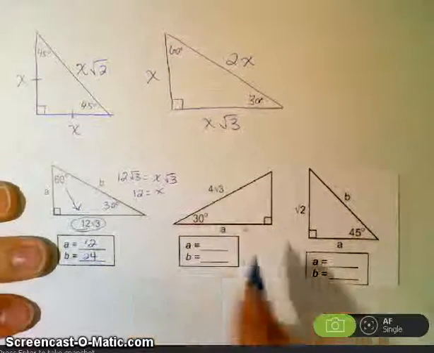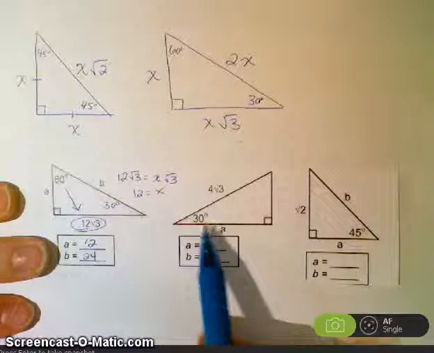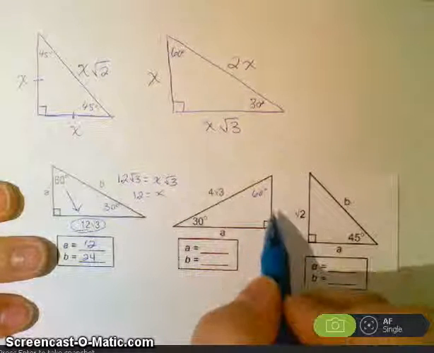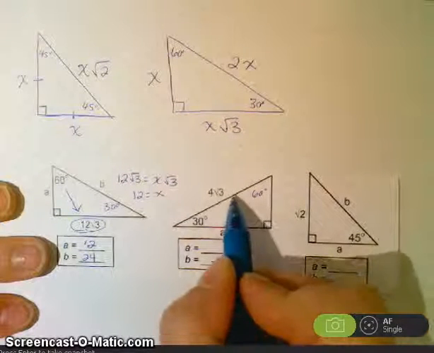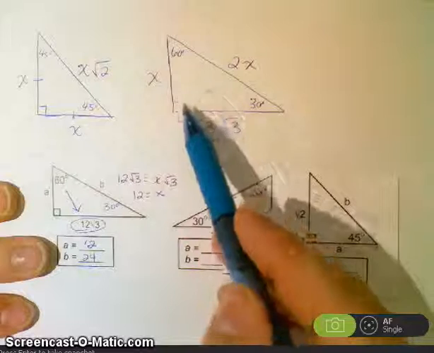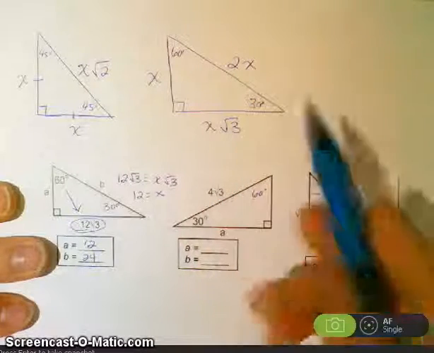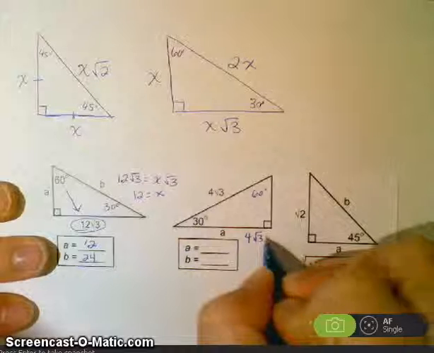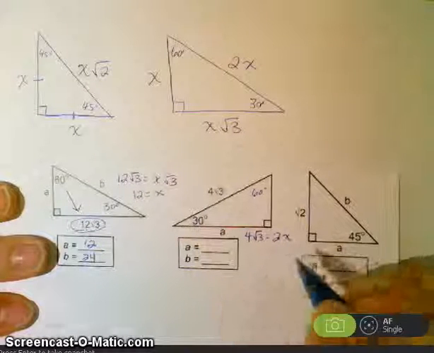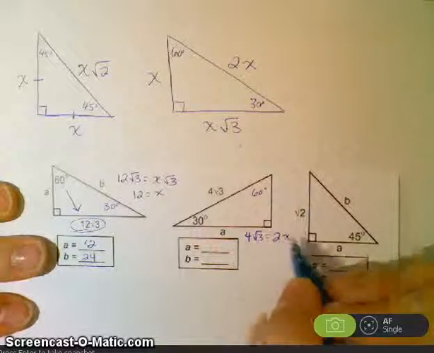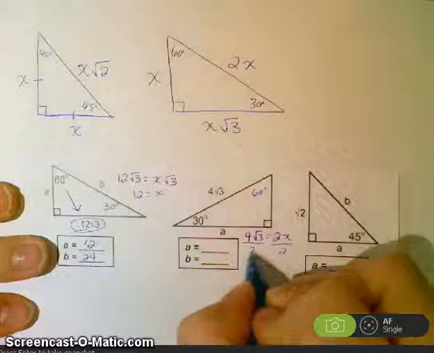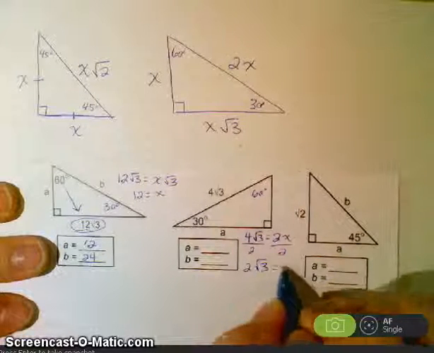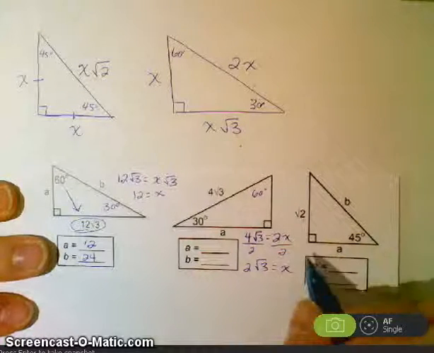Now some of them are a little more complicated, like this next one, 30, 60, and 90. Now across from the 90, we now have 4 root 3. Across from the 90 in the 30, 60, 90 is 2x. So 4 square root 3 equals 2x. You always need that x value. So divide by 2, get it by itself, and you would have 2 root 3 as your x value.